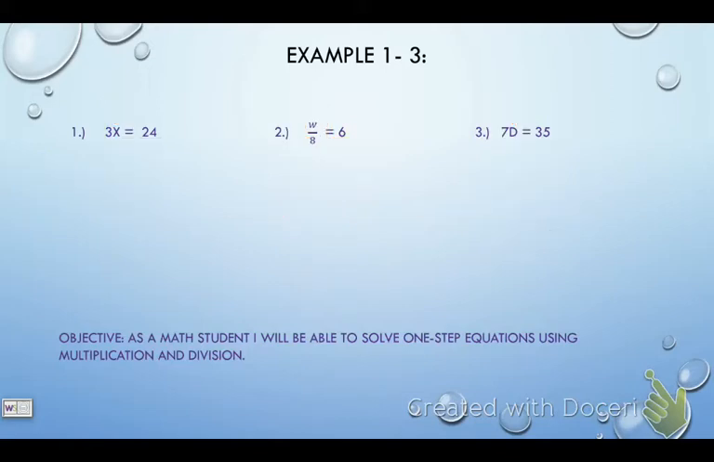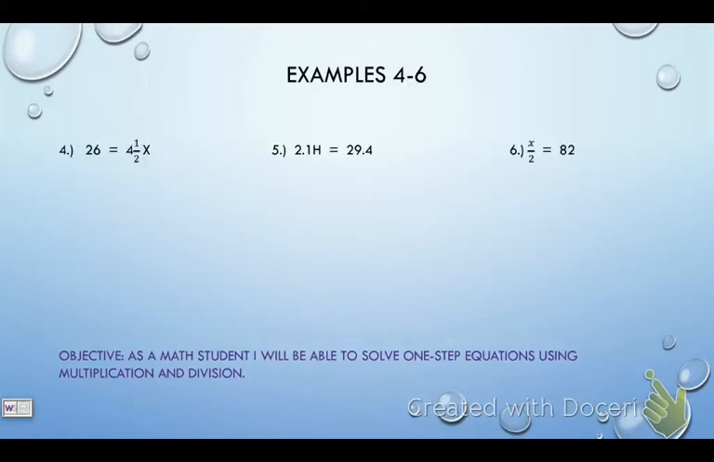Remember your objective: to be able to solve one-step equations using multiplication and division. I upped the ante a little bit in some of these problems to make them a little more challenging. We want to identify our variable. Right there it is. To get x by itself, we're going to divide both sides by 4.5. Now this is going to get a little crazy because we got some things we haven't done for a while.